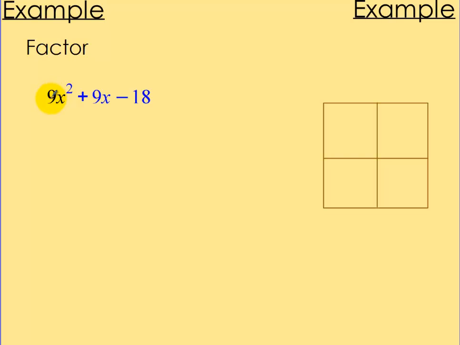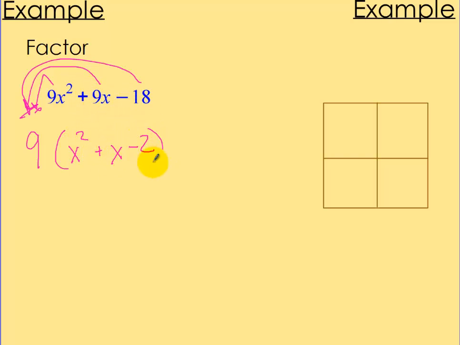Alright, so first thing, a 9, 9, and 18, I can factor out a greatest common factor. I like doing these arrows just for my notes. I got to factor out a 9. If you factor out 9, you're left with x squared, plus 1x, or just x, and then minus 2. So now I got to factor this trinomial right here.